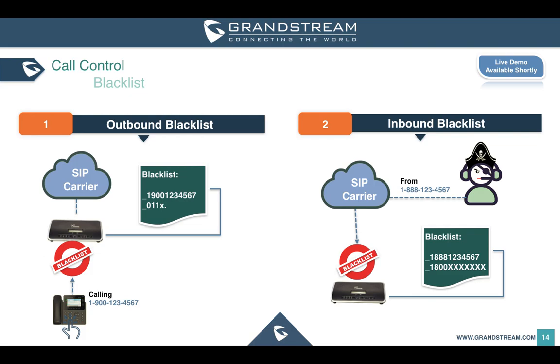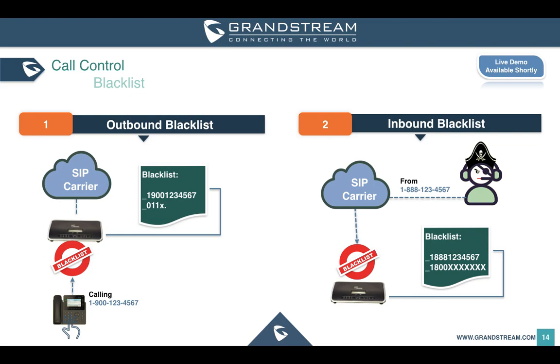For call control using blacklist, both inbound and outbound routes can be controlled and blacklisted. So we can include numbers and patterns in the blacklist to control the call. As illustrated here, for example, if you have in the blacklist 011x., anyone who dials with the prefix 011 and any other number will be blacklisted and will not be able to dial out through this outbound rule. The same blacklist strategy will be applied to the inbound route.